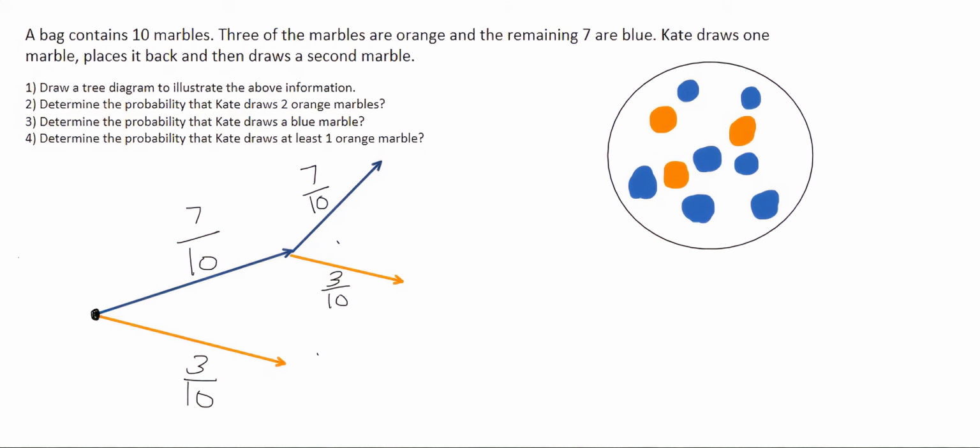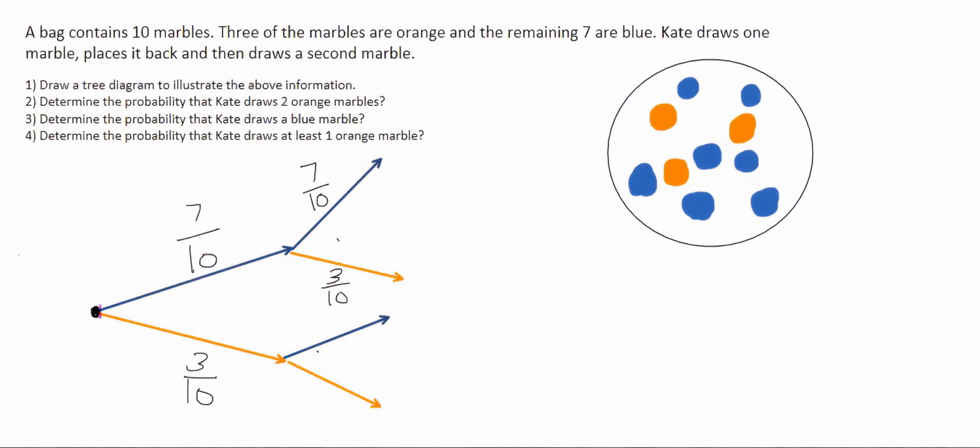Now let's imagine instead that Kate went down this path the very first time. Well, then when she does her next draw, these are her two possibilities. And once again, the probabilities would be 7 out of 10 and 3 out of 10. Now that everything's complete, we need to look at the different combinations. So if Kate did this, that would be a blue marble and another blue marble. So I'm going to call this the blue-blue branch. Likewise, this will be the blue-orange branch. This would be the orange-blue, and this would be the orange-orange.